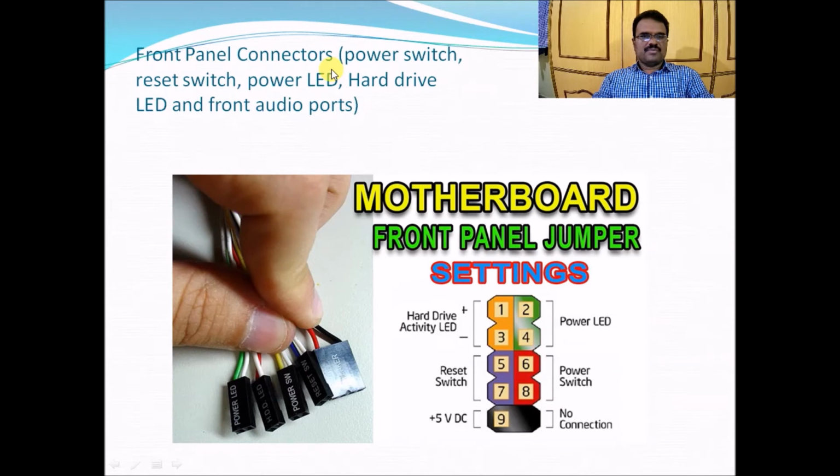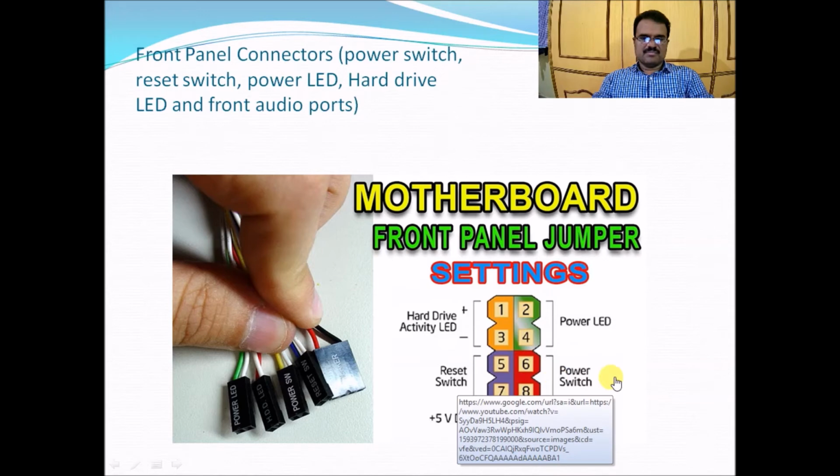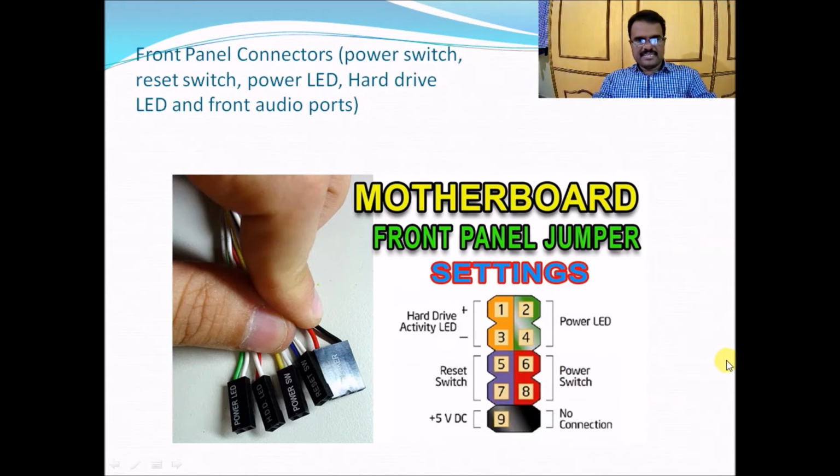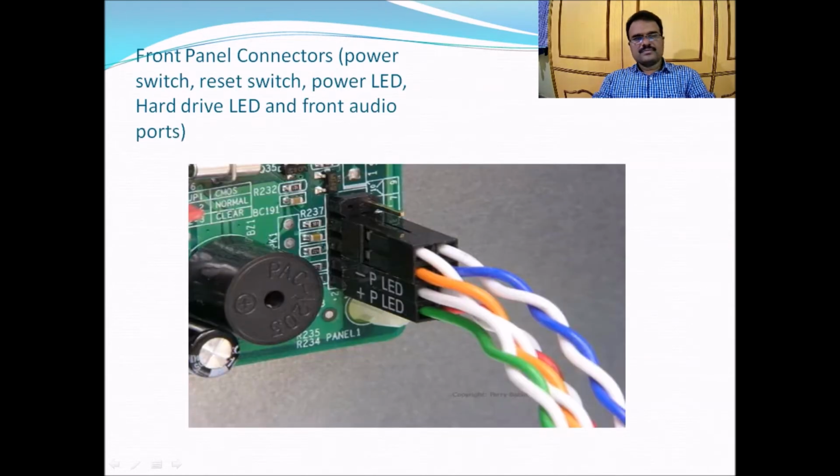And these are called front panel connectors: power switch, reset switch, power LED, hard drive LED, and front audio ports. So these are called front panel connectors on the motherboard: hard disk drive LED, power LED, power switch, and here reset switch. Here we can see power LED switches here on the motherboard. These are available on the motherboard.